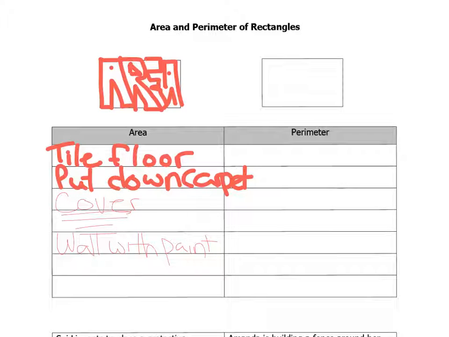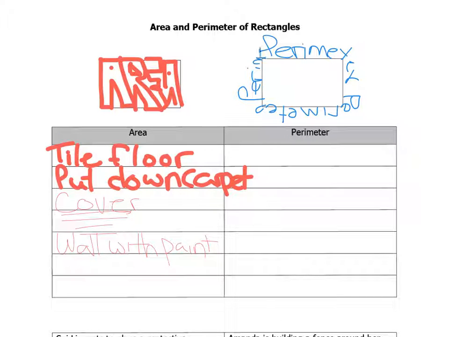Perimeter is the distance around something. I'm making these visuals to help you remember that perimeter means the distance around, whereas area is the space on the inside.